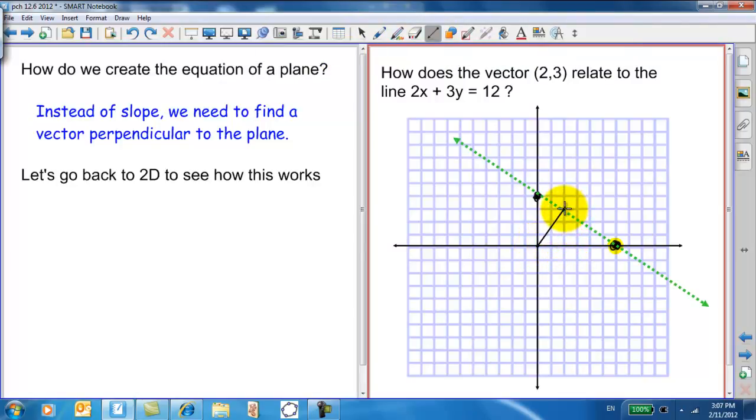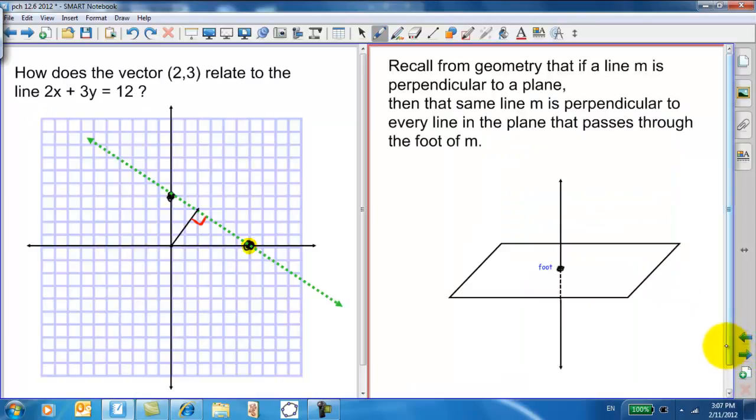Do you see how that's perpendicular? So 2, 3 isn't anything parallel to it. These coefficients on x and y end up giving us something that's perpendicular to the plane that we're looking for. That's going to be essential now in our setting up the equation of a plane.